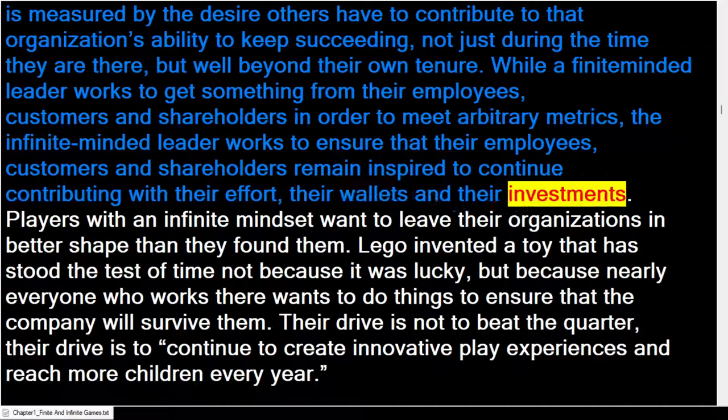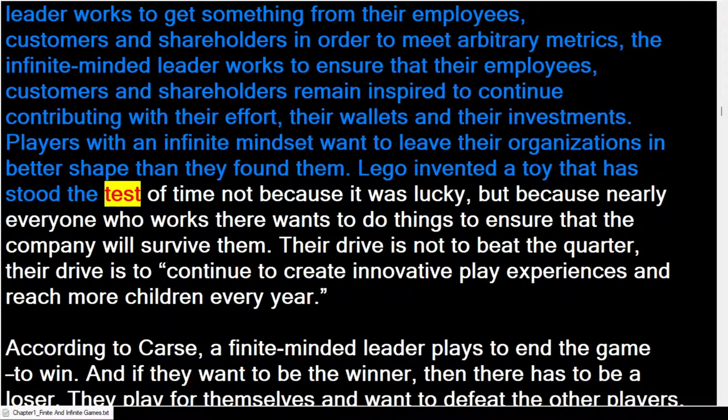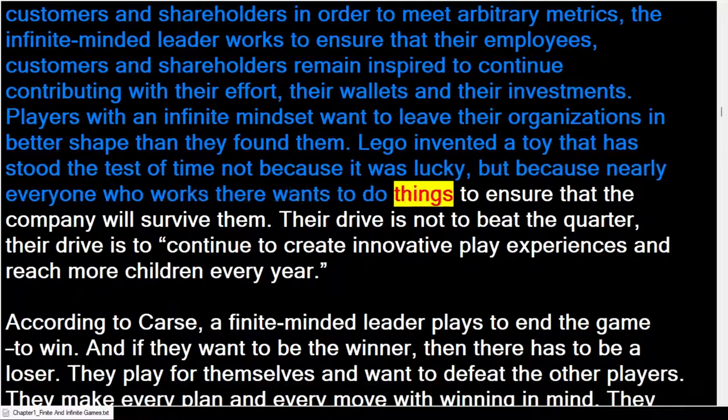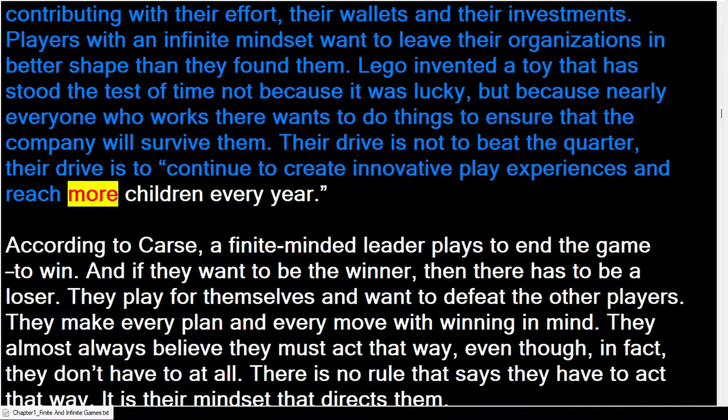Players with an infinite mindset want to leave their organizations in better shape than they found them. Lego invented a toy that has stood the test of time not because it was lucky, but because nearly everyone who works there wants to do things to ensure that the company will survive them. Their drive is not to beat the quarter. Their drive is to continue to create innovative play experiences and reach more children every year.